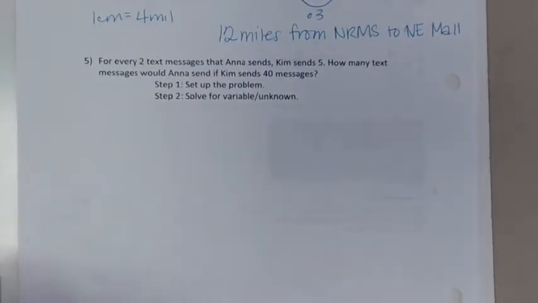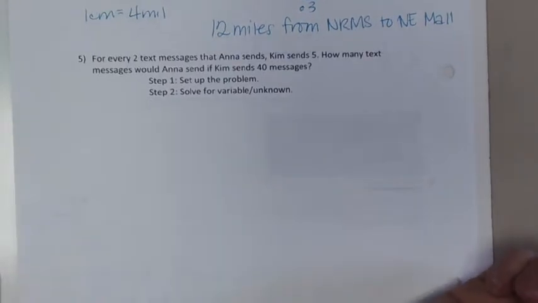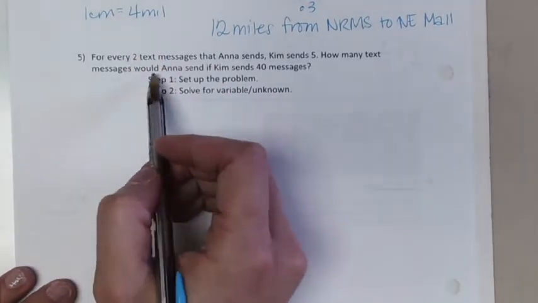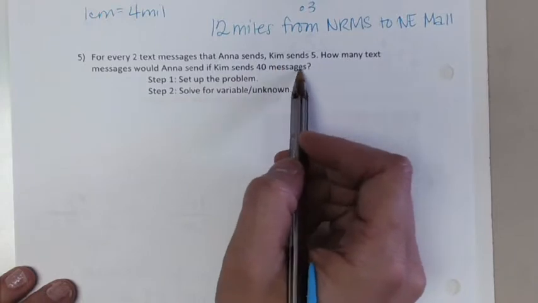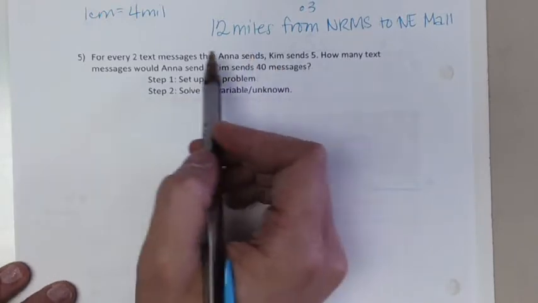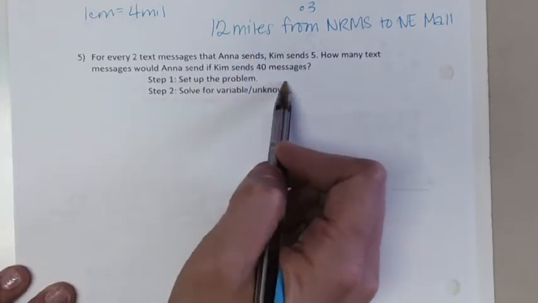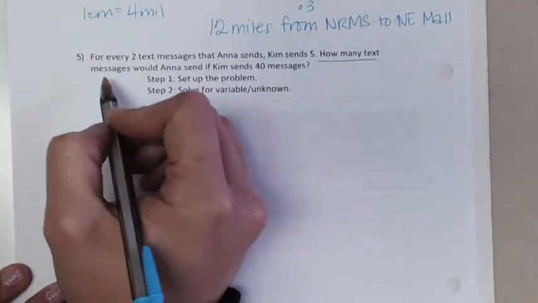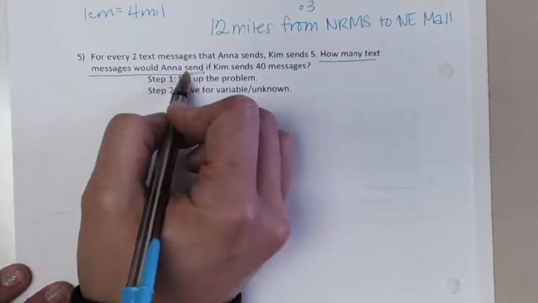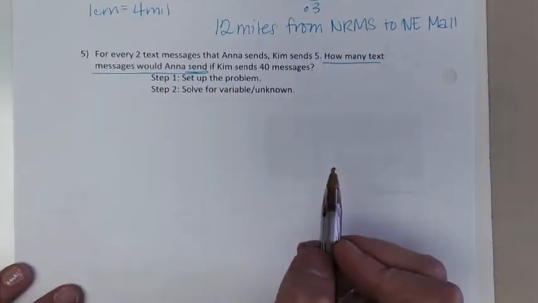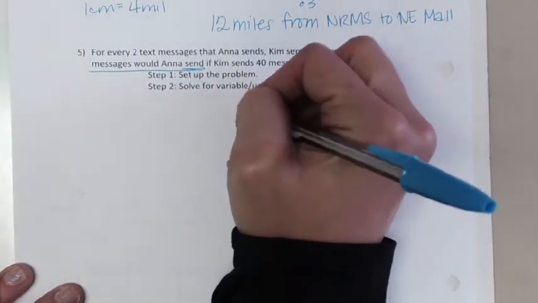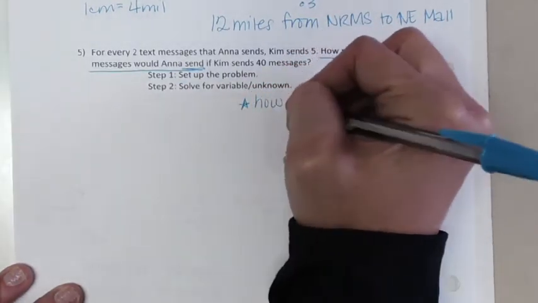Alright, we're going to end on an easy one, and in fact, this is one y'all are probably used to seeing at this point. You're probably feeling like you're hearing a broken record. Okay, so for every 2 text messages that Anna sends, Kim sends 5. How many text messages would Anna send if Kim sends 40 messages? Your question is asking you how many text messages would Anna send. So do we know how much Anna would send? No, because it's asking us how many. That is our goal.